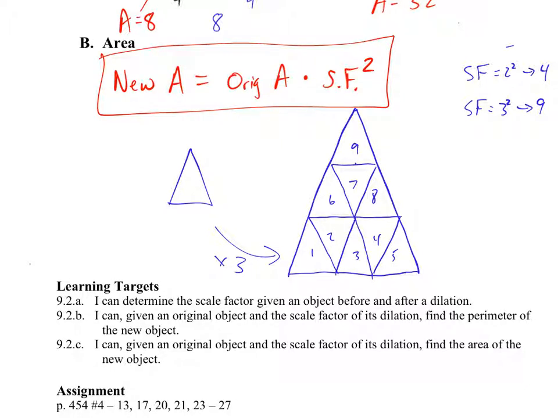So for perimeter, the new perimeter, multiply by the scale factor. Area, multiply by your scale factor squared. How are we? Okay? We're good. Awesome.